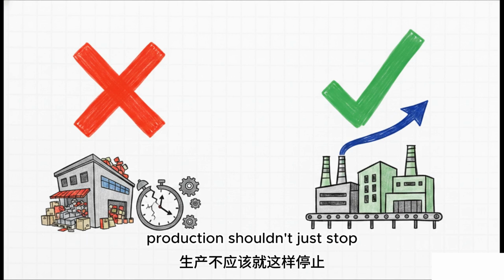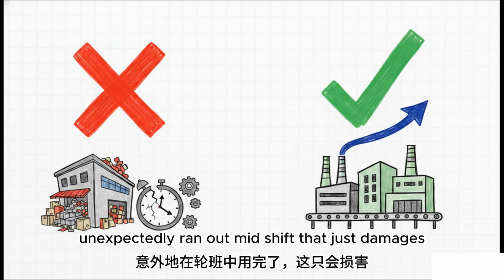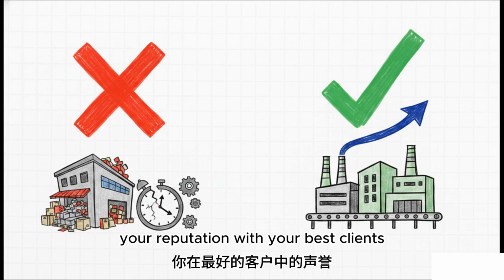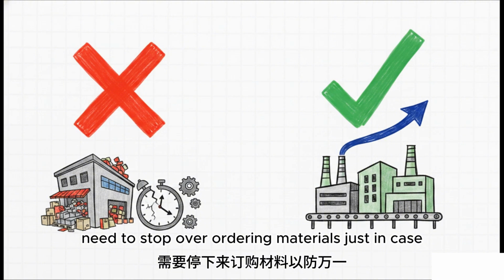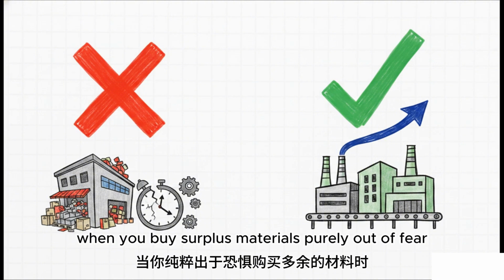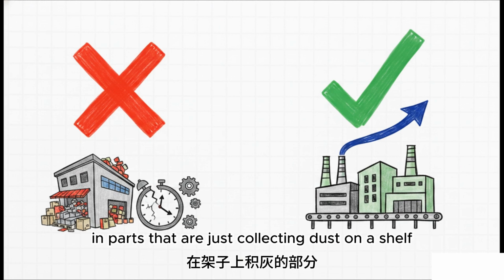Production shouldn't just stop. You also need to stop missing delivery dates just because a crucial component unexpectedly ran out mid-shift. That just damages your reputation with your best clients, and you definitely, absolutely need to stop over-ordering materials just in case. When you buy surplus materials purely out of fear, you're taking your hard-earned capital and tying it up in parts that are just collecting dust on a shelf.